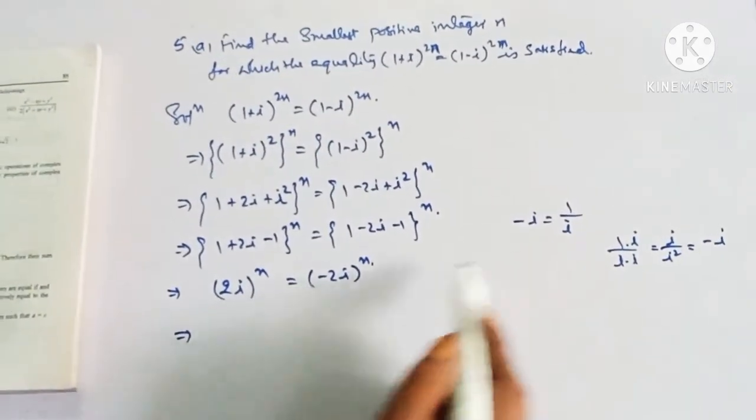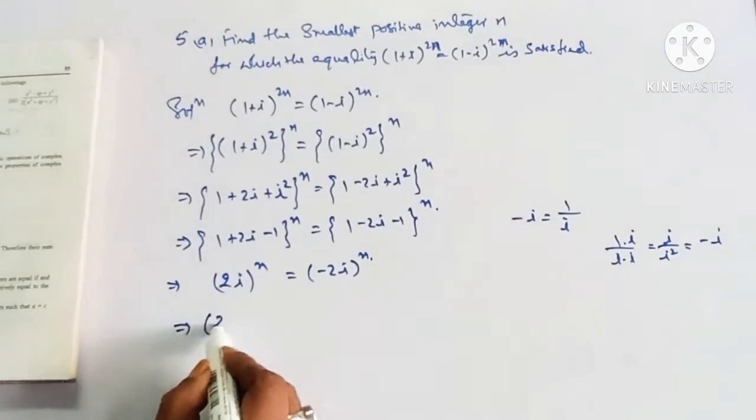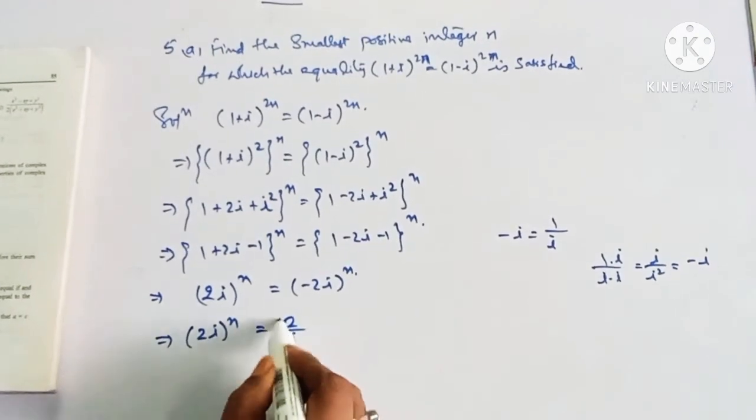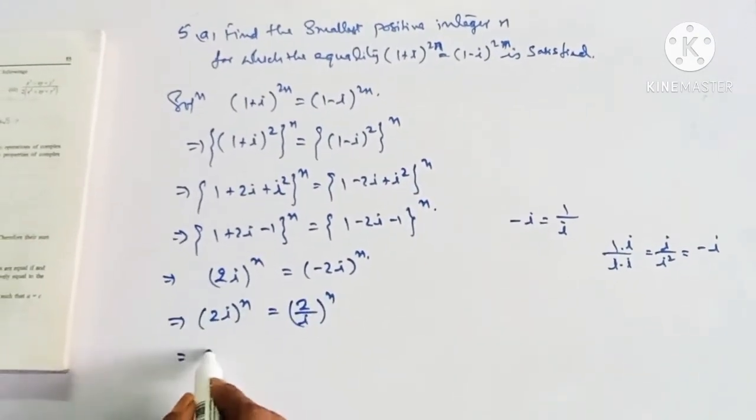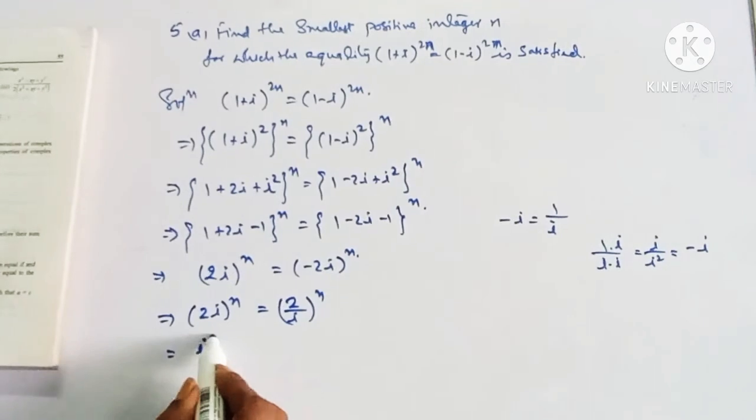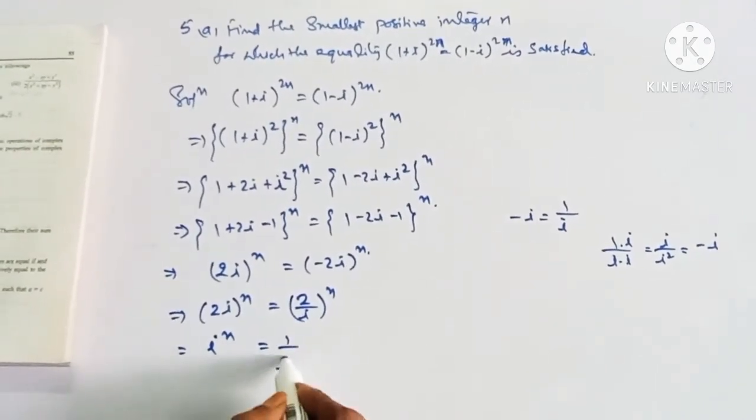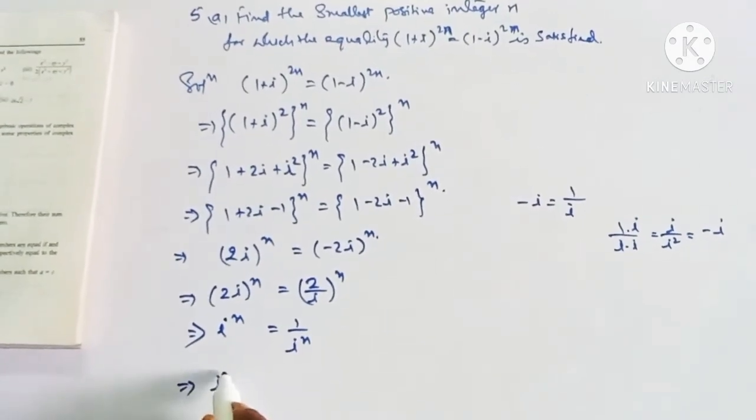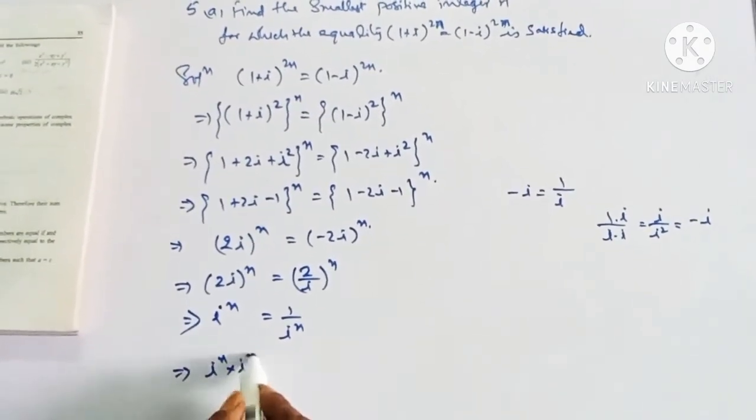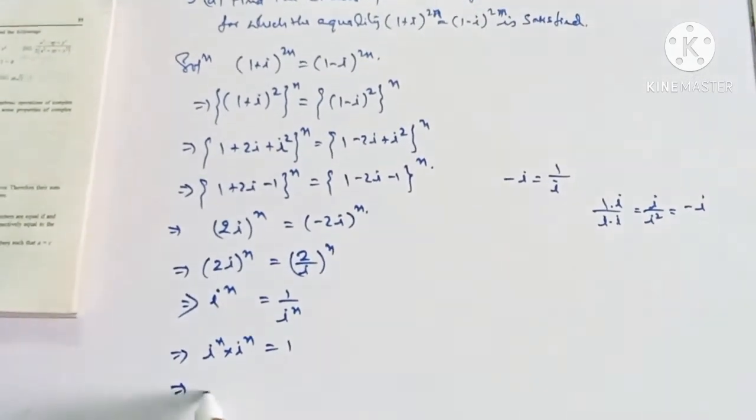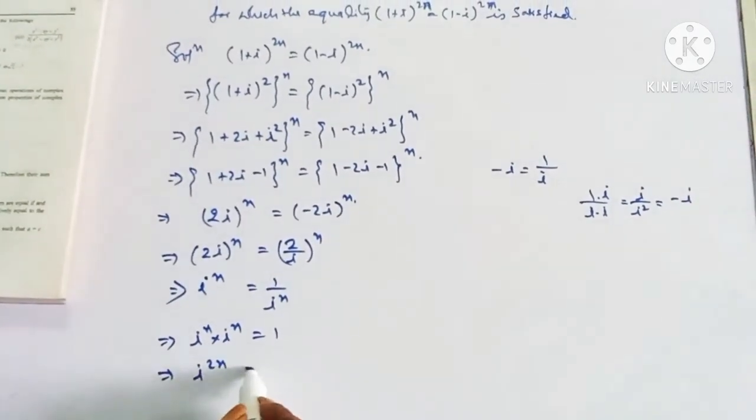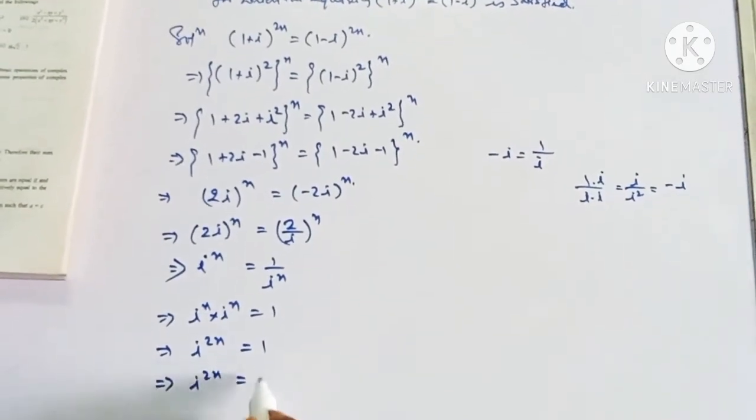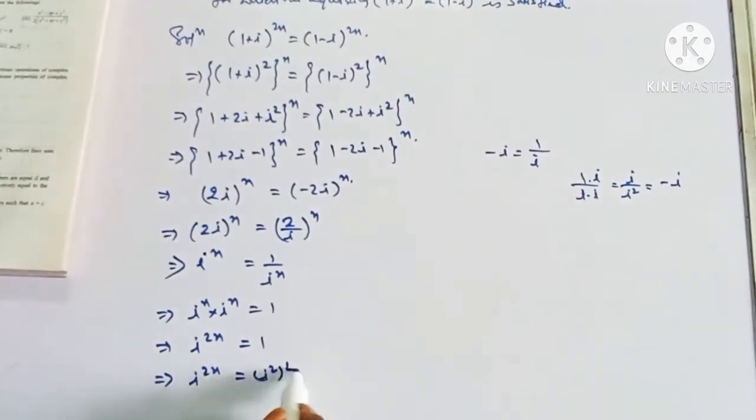So minus i can be written like this. 2i to the power of n is equal to 2 by i to the whole power n. So this becomes i to the power of n is equal to 1 by i to the power of n. So i to the power of n into i to the power of n is equal to 1. So i to the power of 2n is equal to 1. So i to the power of 2n, this one is possible, this whole square.